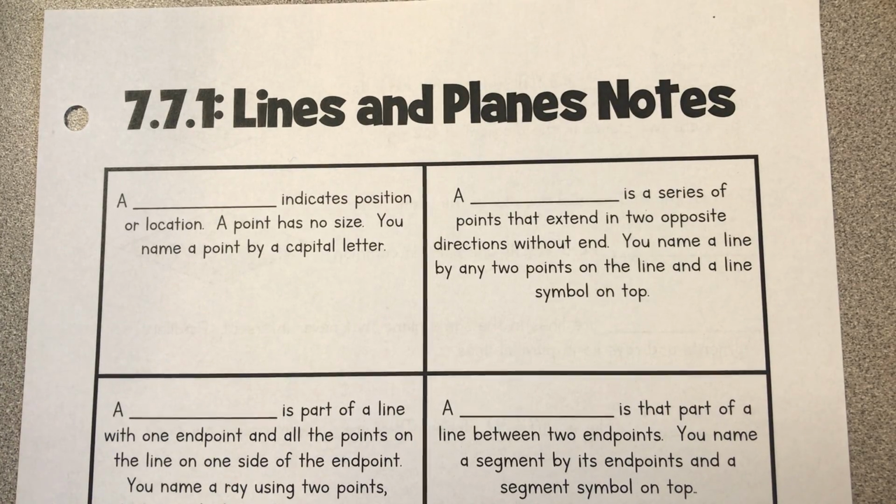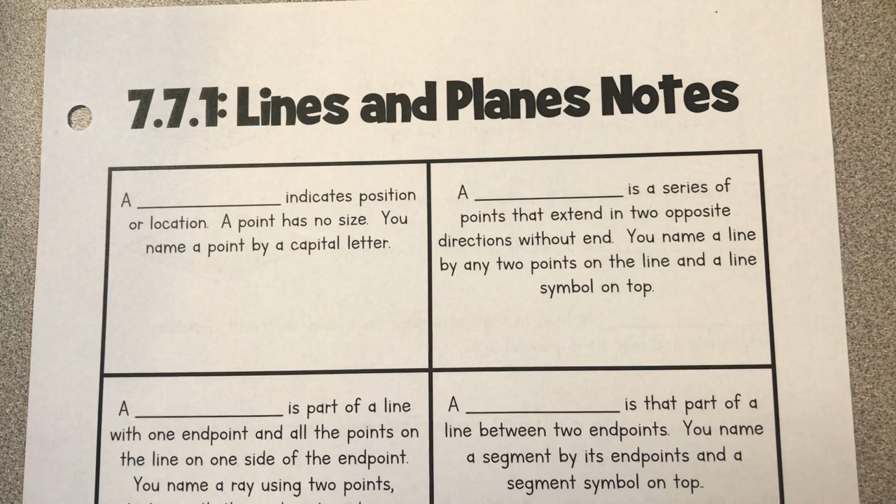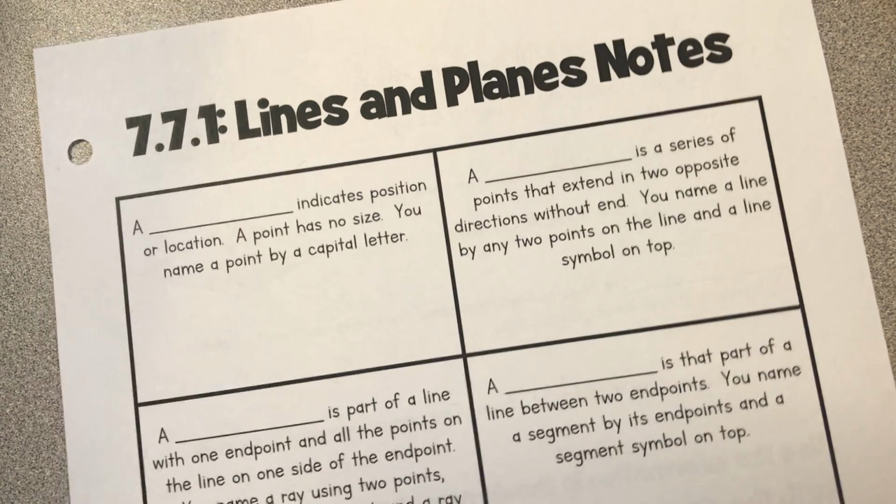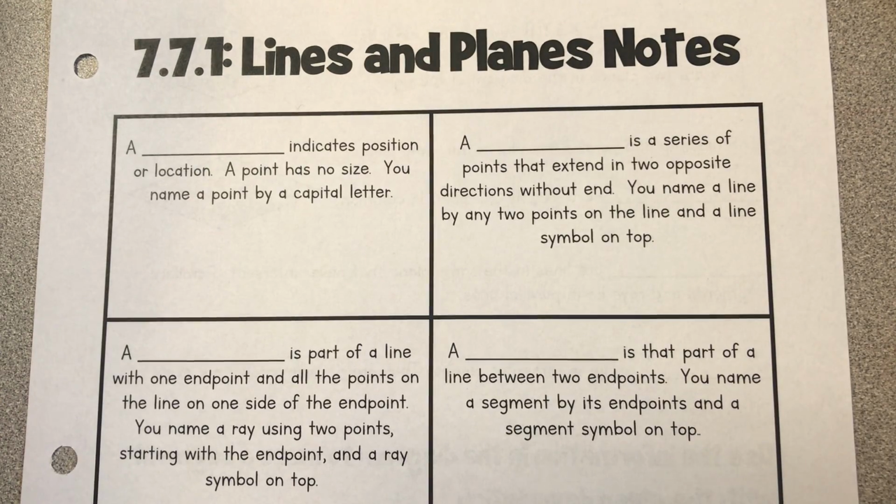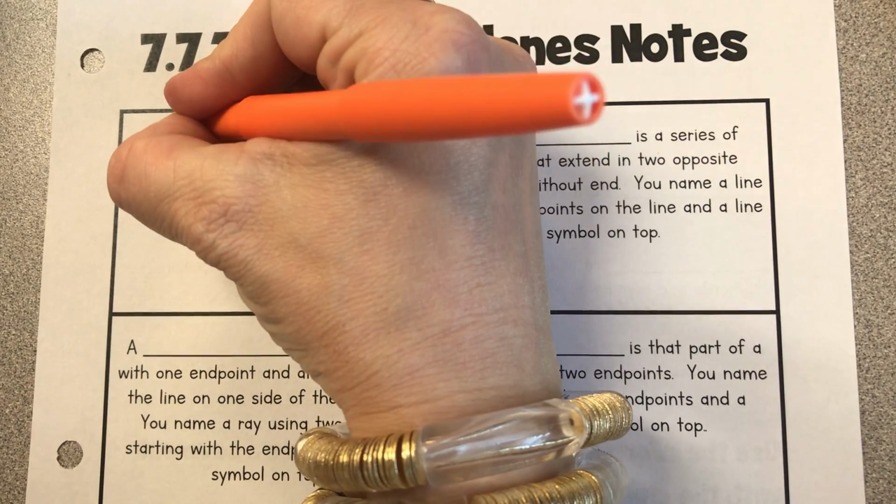Today we're going to start our little intro to geometry by talking about some lines and planes. So the first word that we have to define, it says a blank indicates position or location, and that should be a point.